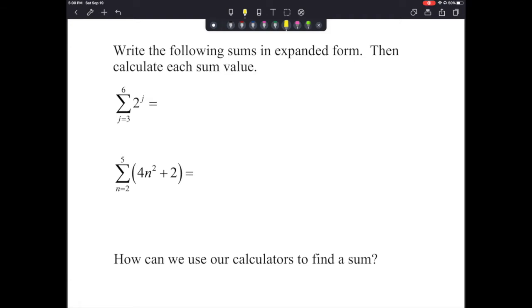Write the following sums in expanded form, then calculate each sum value. So it's asking us to write it out in expanded form. You need to know what this means.